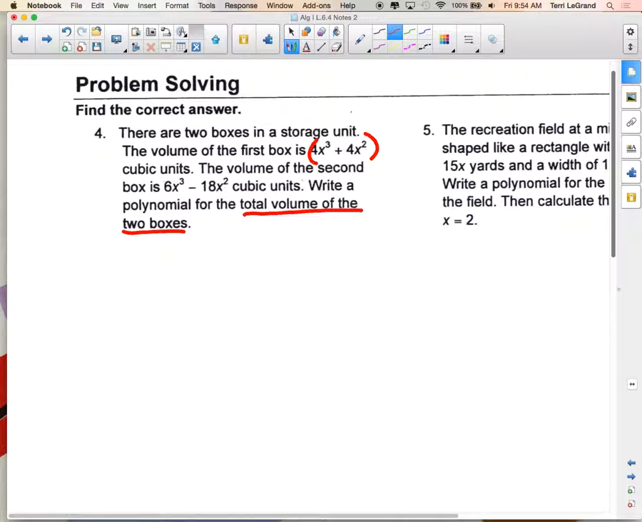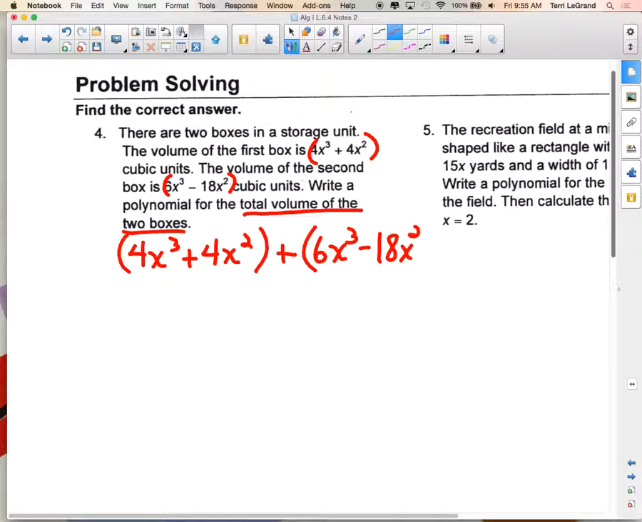The volume of the second box is another polynomial. Let's put parentheses around that, and that one is also cubic units, which would make sense. So we are going to show that we have a 4x to the third plus a 4x squared. Add to that the other volume, which is 6x cubed minus 18x squared.